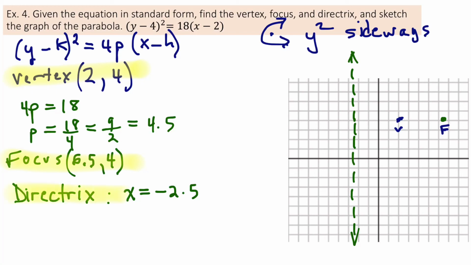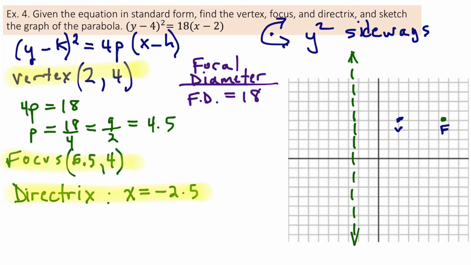The last thing left to do is to figure out 2 more points on the parabola and draw a sketch. So we'll look at our focal diameter. Looking at our equation, the length of my focal diameter is 18. That means I'm going to take half of 18, which is equal to 9. So I'm going to go up 9 and down 9 from my focus here. I'm going to be off the graph a little bit here.